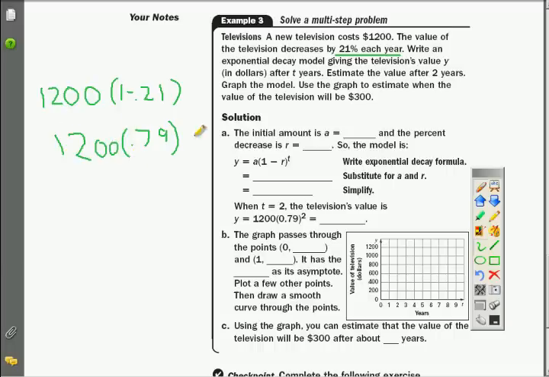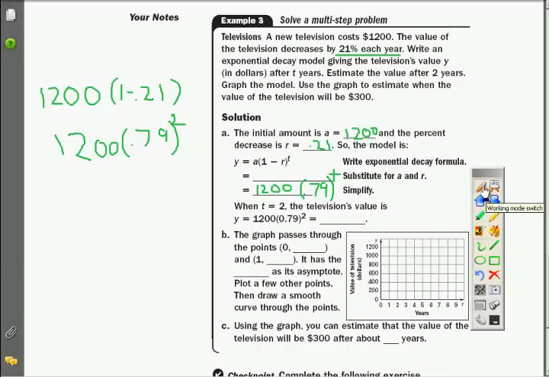All right, and write an exponential decay, estimate the value after 2 years. All right, well, we're going to go to the second power, and then use the graph to estimate when the value of the television will be $300. Well, that initial amount was $1,200. The R was 0.21. My equation was 1200 times 0.79, right? To the t, or to the 2 years. So to the second power.